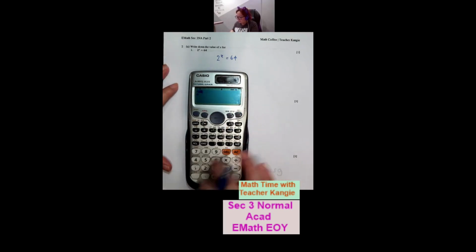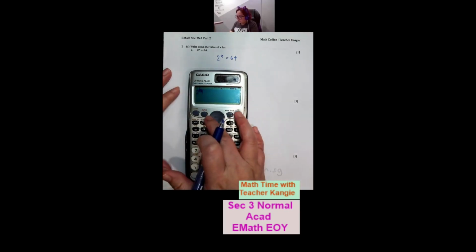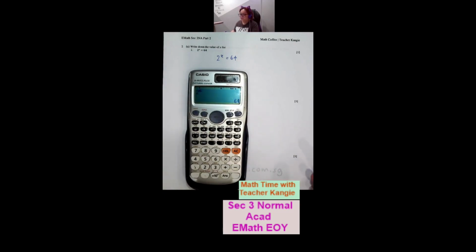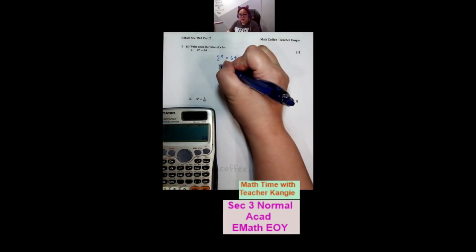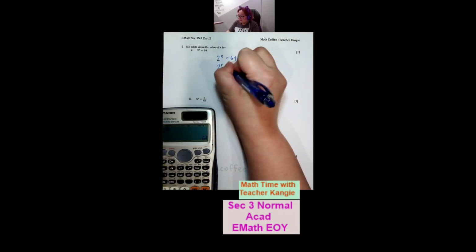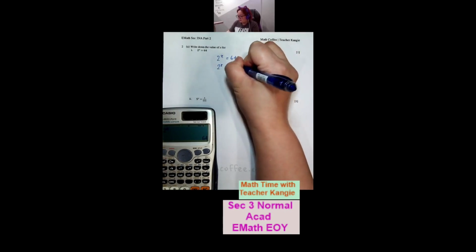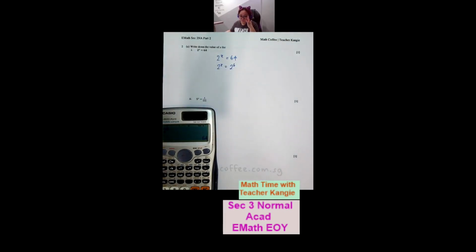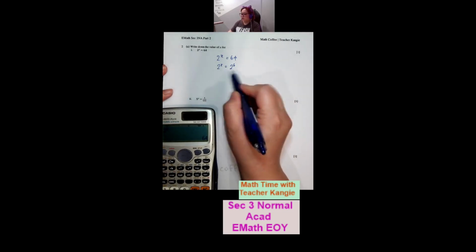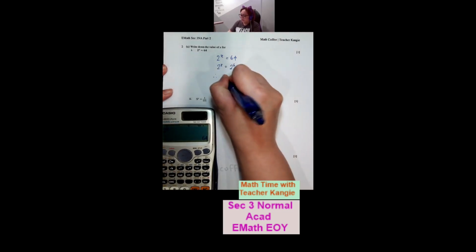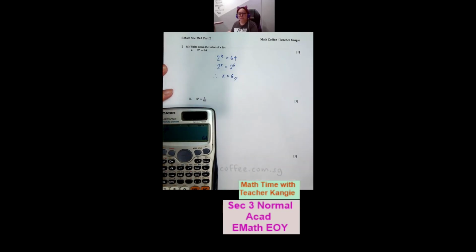Then try 5. Oh, not 64 yet, so that means close already. So it's 6. So you can see that 2 to the power of 6 is 64. So we have 2 to the power of x is equals to 2 to the power of 6. By doing this, straight away I know that my x is 6. Very straightforward.